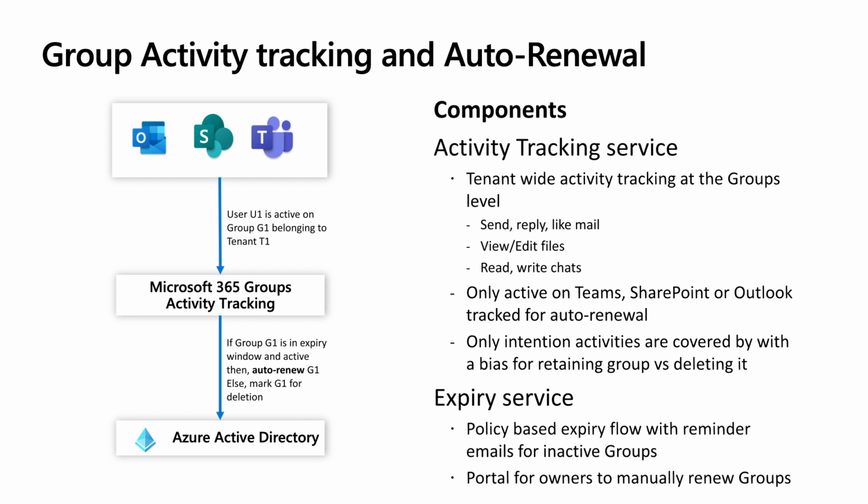The second thing we want to call out is that not all activities are considered for auto renewal. We try to make sure that only intentional activities get counted. Often we run into a situation where you get a message saying, hey, this site is inactive. You go to the site and inadvertently auto renew it. So we don't want that to happen. So for SharePoint, we look at explicit activities to say somebody read the file or somebody edited the file or somebody actually sent an email for Outlook scenarios. And only in those scenarios do we auto renew.